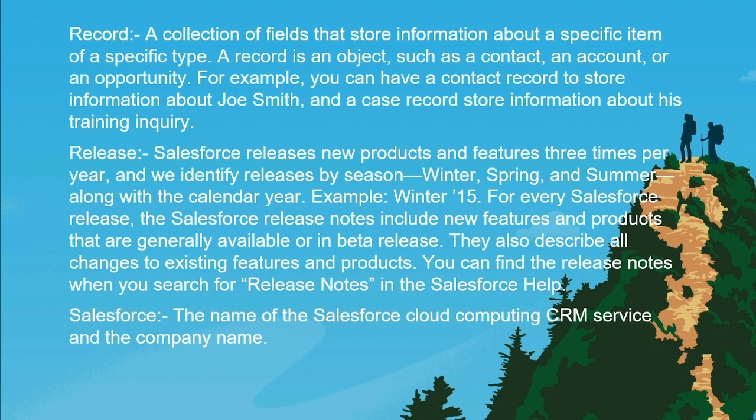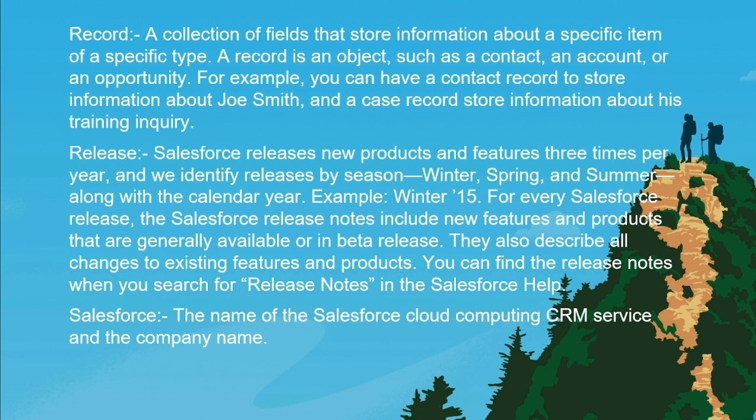Now, second is your release. Salesforce always releases new products and features 3 times in a year. Likewise, in winter, they are releasing a product. In spring, they are releasing a product. In summer, they are releasing a product. So, according to the calendar year, they are releasing certain amounts of products and features along with it. So, this helps them to describe all the changes in the existing features and products.